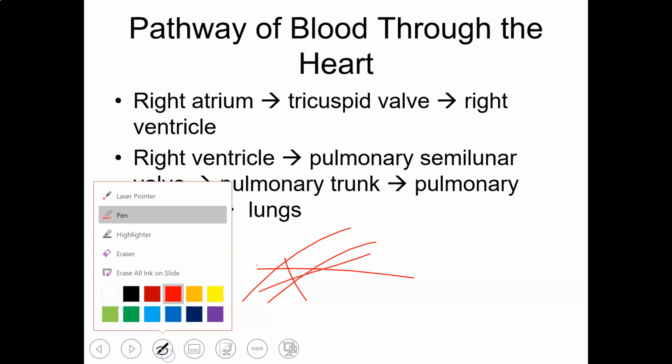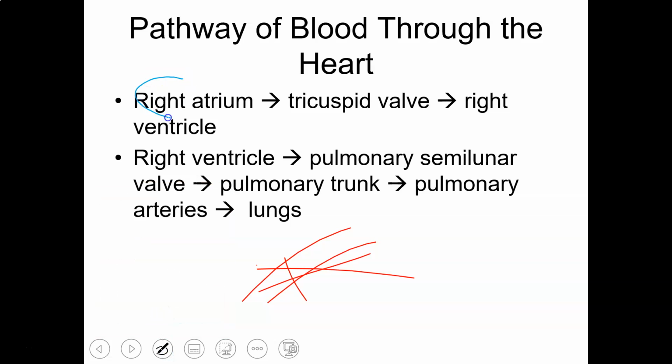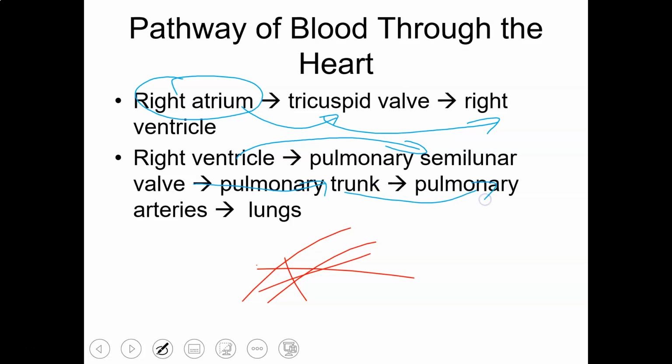So, from the right atrium, that's low oxygen blood. It's going to drop down through the tricuspid valve and into the right ventricle. Then from the right ventricle, it's going to go up through the pulmonary semilunar valve, up and out the pulmonary trunk, through pulmonary arteries to the lungs.